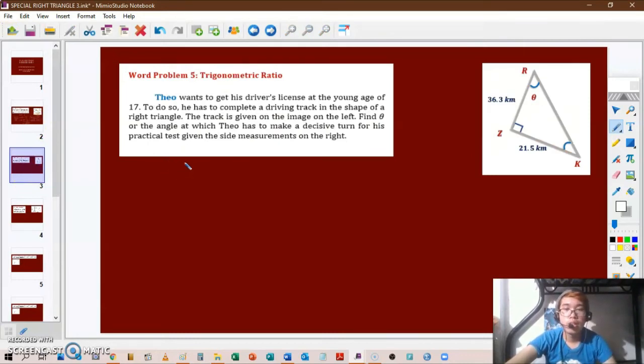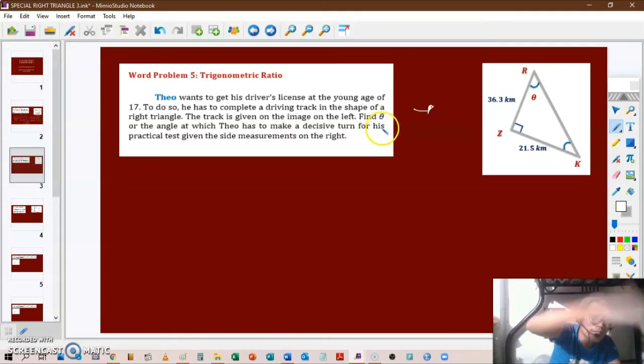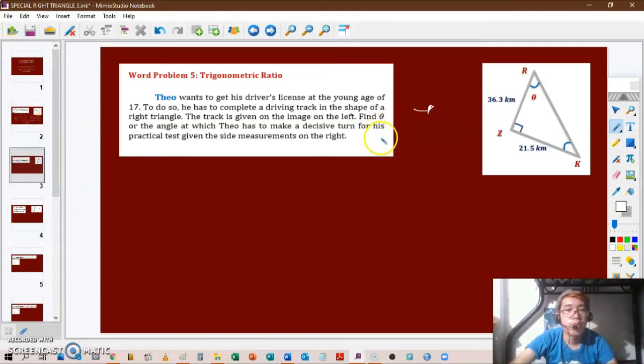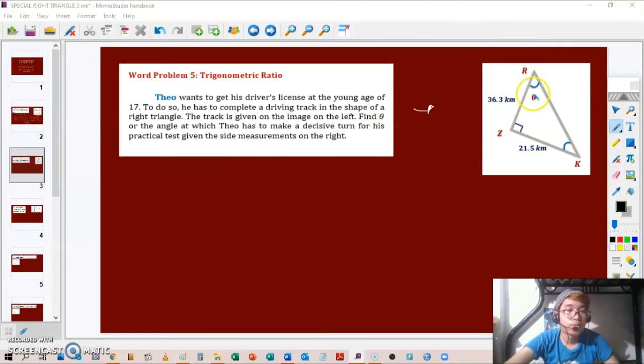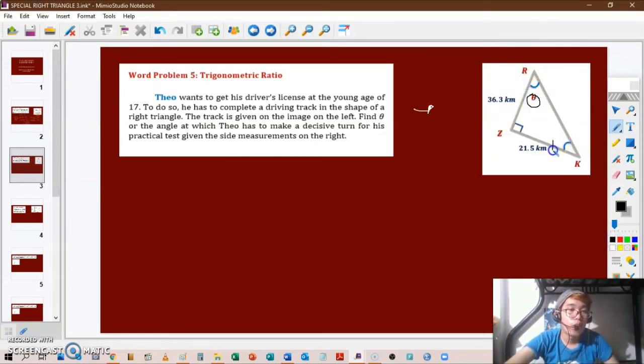Theo wants to get his driver's license at a young age of 17. To do so, he has to complete a driving track in the shape of a right triangle. So the track is given on the image on the right. Find the value of theta, or the angle at which Theo has to make a decisive turn for his practical tests, given the side measurements on the right. Okay, so what we're given here is this is theta.